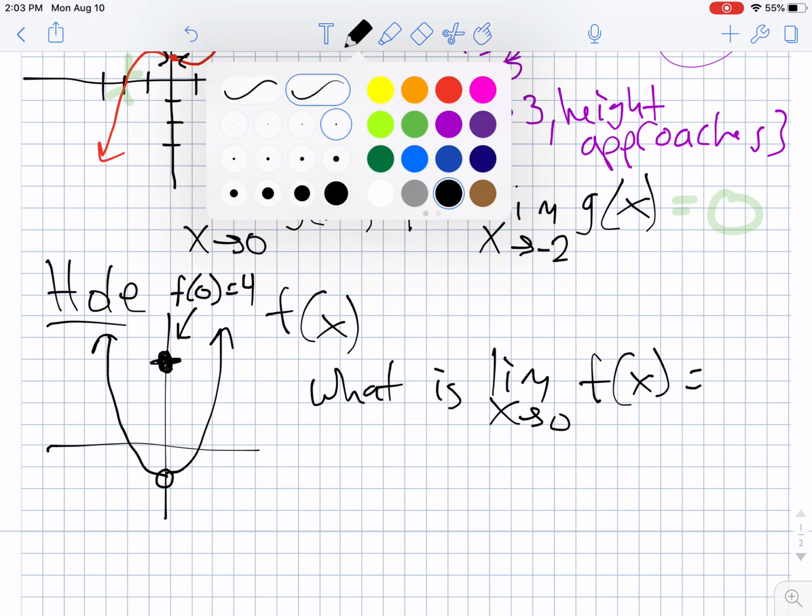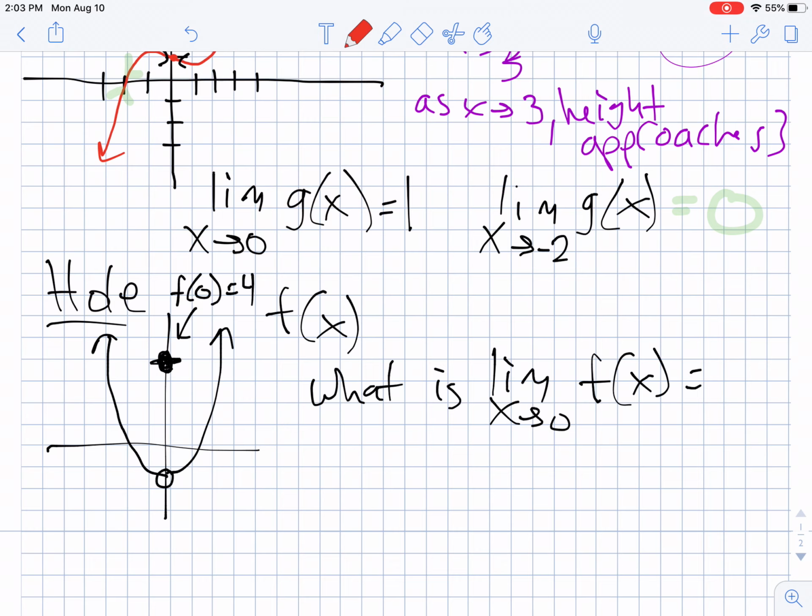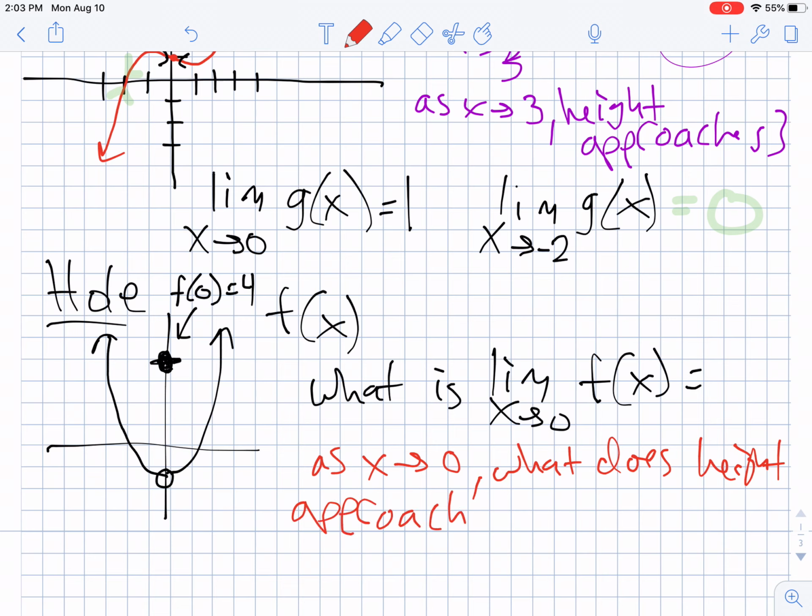So let's think back to the definition that we talked about at the beginning of the class. As x goes to 0, we ask, what does the height approach? Now, if you think carefully about this, does it matter what the actual value of f is at that point? No, it's just saying, as we approach the point, what are we going towards? Well, we're going towards that hole where the function's undefined, and that hole has a height of negative 1. So even though the value of the function here is 4, the limit is going towards a height of negative 1.